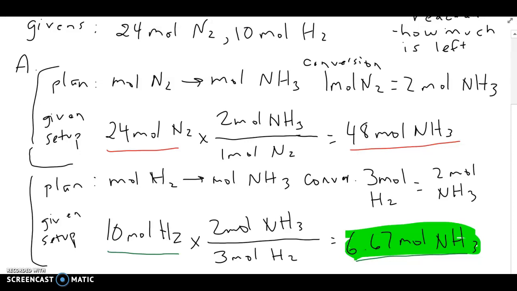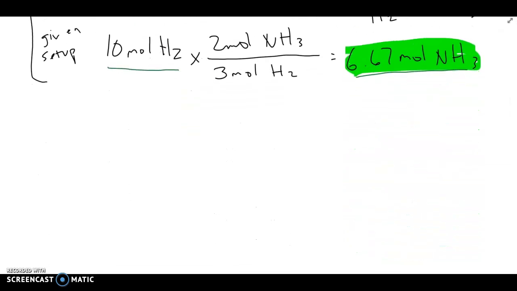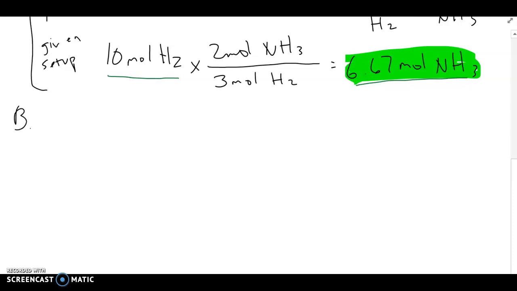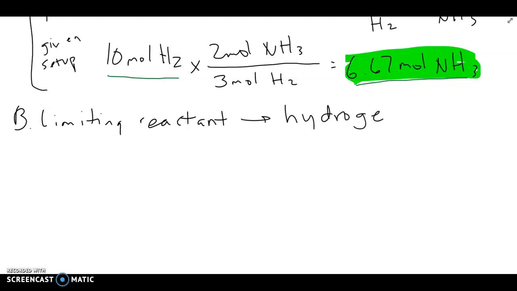Okay, next thing, that leads us to the fact that our answer to B, our limiting reactant, is our hydrogen. That's the answer to B. C, our excess reactant, is then going to be our nitrogen.